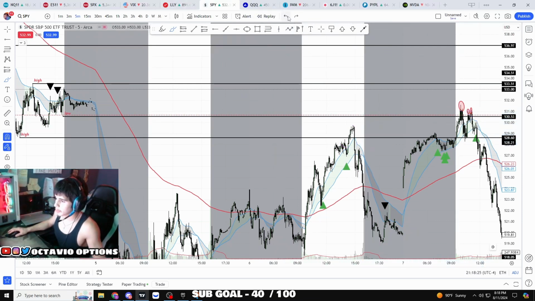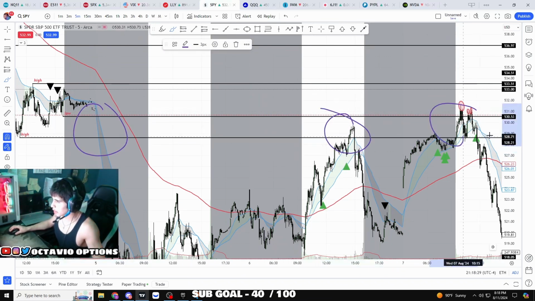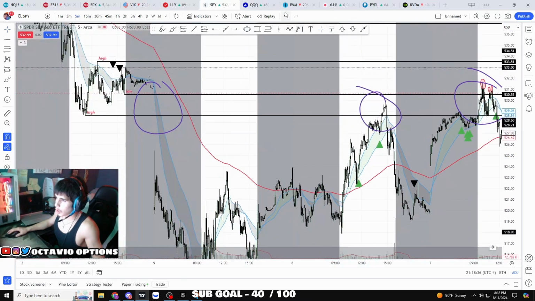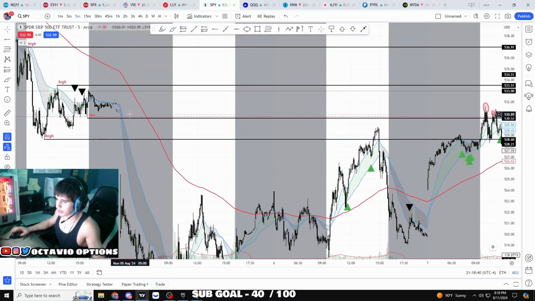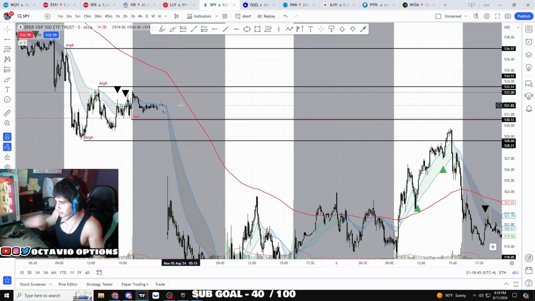You can call this your ABC setup because we got rejected one time right here, a second time right here, and your third move was your actual move to the downside. Look at that. Alright, so we're going to use this order block as an example of how I use my indicator and this strategy.